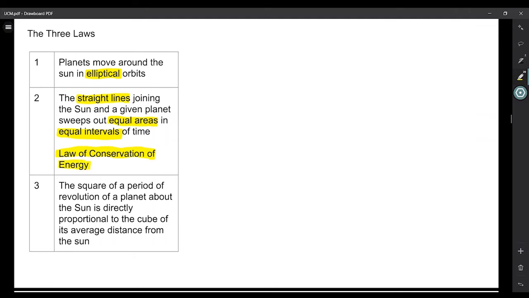The 3rd law is that the square of the period of revolution of a planet about the sun is directly proportional to the cube of its average distance from the sun. I don't know if I had a voice crack there or something. Pardon that. What we call our model of the Earth, we call it a heliocentric model. Which means the sun is in the middle.